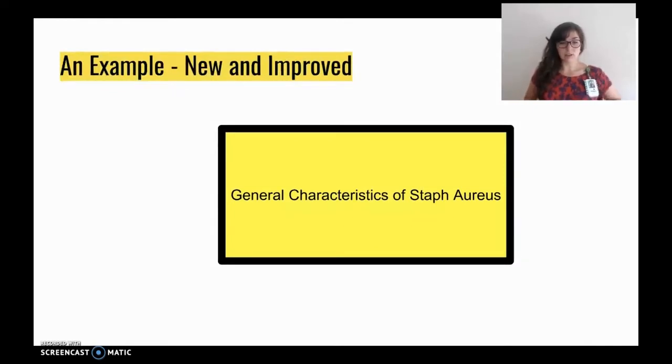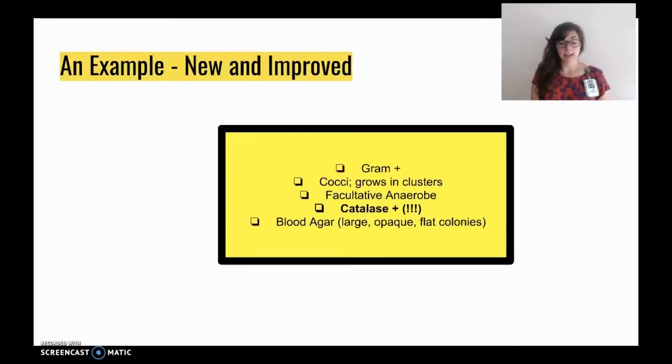All right, so now the front is the same, general characteristics of Staph aureus, and the back looks like this. It has all the same information, that it's gram-positive, that it's a facultative anaerobe, that it's a cocci that grows in clusters, that it's catalase positive, that it grows on blood agar and these large, opaque, flat colonies. But it's written as briefly as possible. It's much easier to just see it at a glance and get all the important information out of it.